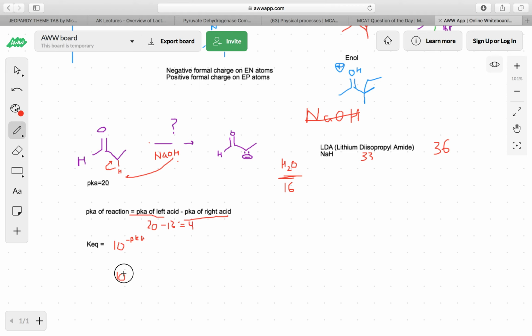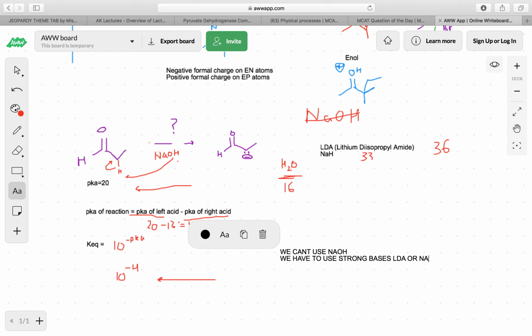If I plug it into here, we know that the equilibrium constant is going to be 10 to the negative fourth. In other words, there's going to be about 10,000 reactants for every product. This reaction won't go forward, it'll go backwards. So that's the proof for why we can't use weak bases like NaOH. We have to use strong bases, and the ones we use for this are LDA or NaH.